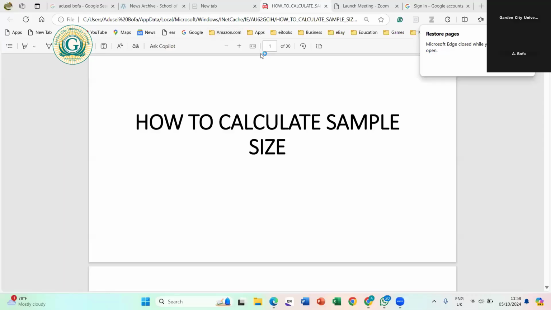So today we are going to learn how to calculate our sample size.